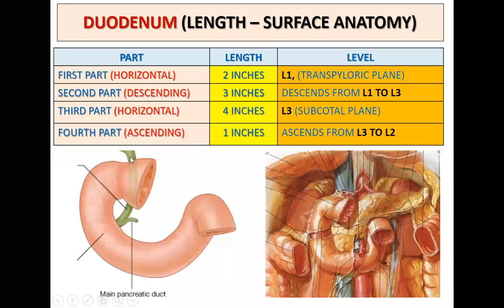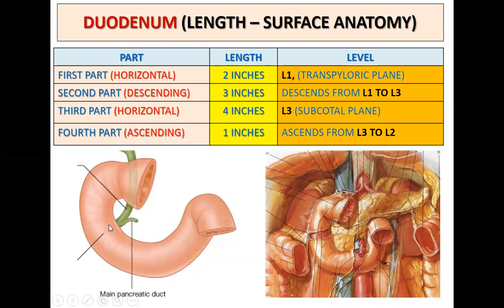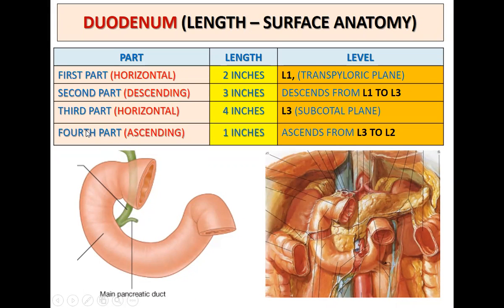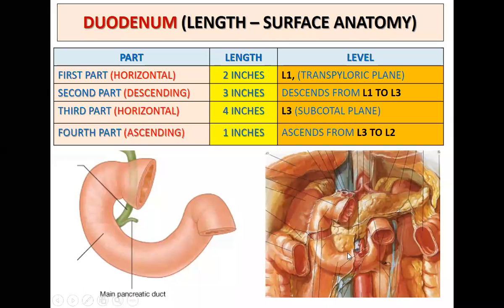The first part is called the horizontal part. It is just 2 inches long. The second part is the descending part, which is 3 inches long. The third part is the horizontal part, which is 4 inches long. And the last part, the fourth part, is called the ascending part, which goes slightly up, and it is just 1 inch. If you see here, this is the first part, this is the second part, this is the third part, and this is the fourth part, the ascending part. And from there begins the jejunum.